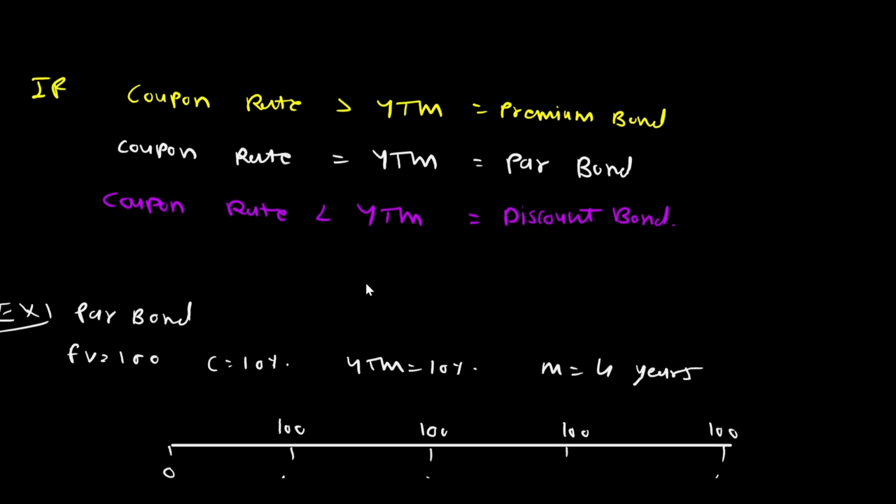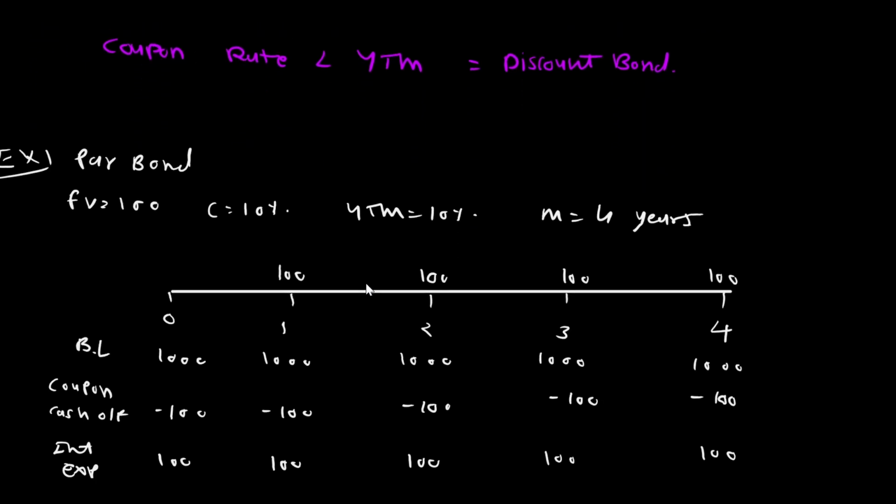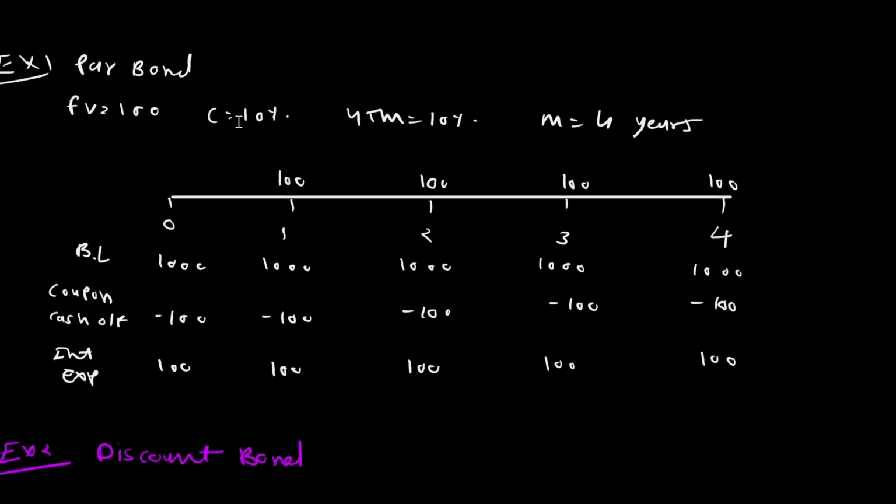Okay, so let's understand with an example. This is the par bond example. I have issued a bond worth 1,000. Coupon is 100, which is 10%. YTM is also 10%. Maturity is 4 years. My book value will be the same, 1,000 is my book value on the balance sheet liabilities. Book liability will stay the same because my cash outflow and YTM are the same.